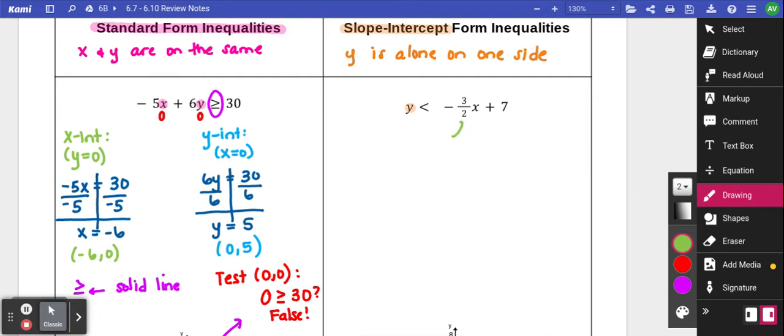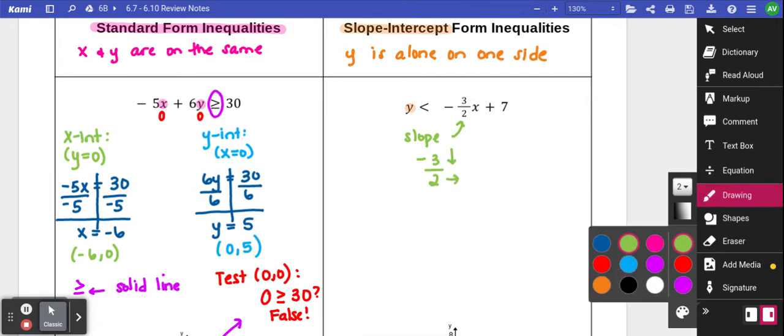Now, the slope is always the number that's right next to x. So in this problem, the slope is going to be -3/2. As a reminder, only the 3 is negative, not the 2. And so when we graph this line, we're going to end up going down 3/2.